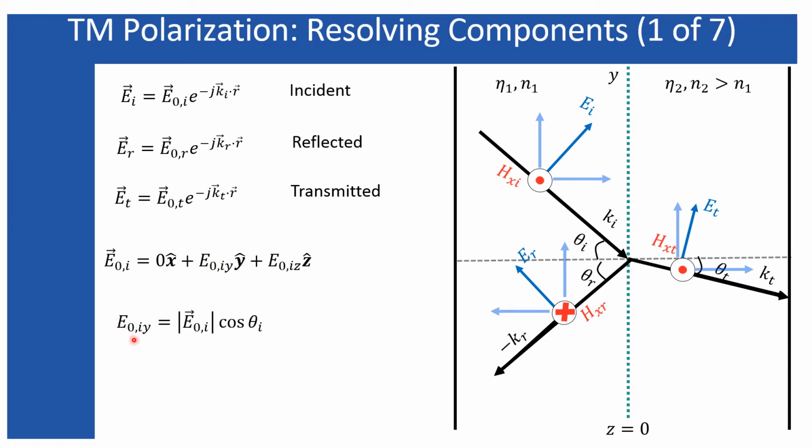But before that, E naught Iy, which is directed along the y direction, can also be represented in this form, since it is the theta I, and the magnitude, if we consider the mod of this E naught I, can also be represented by this form. Similarly, the z component can also be represented by the sine theta form.